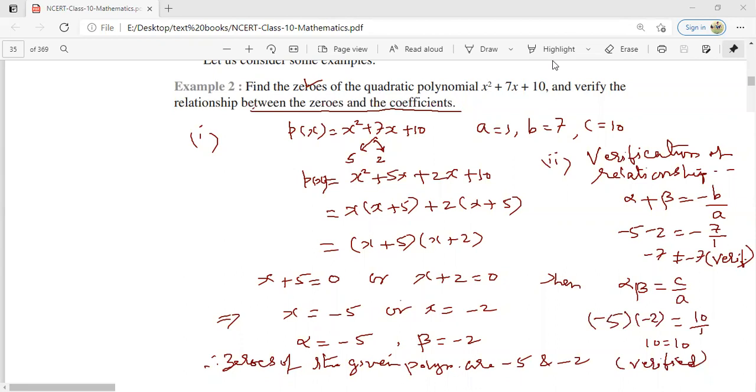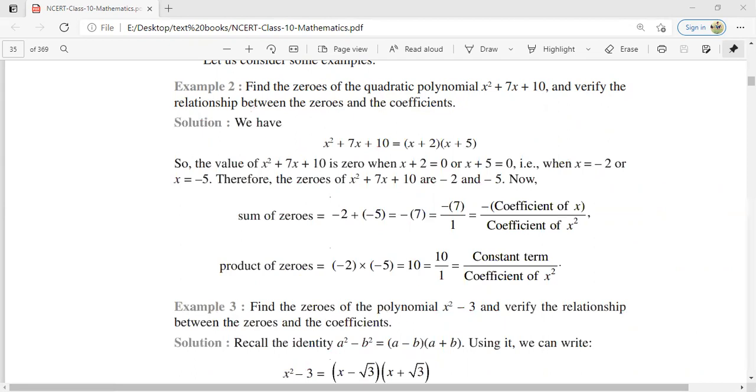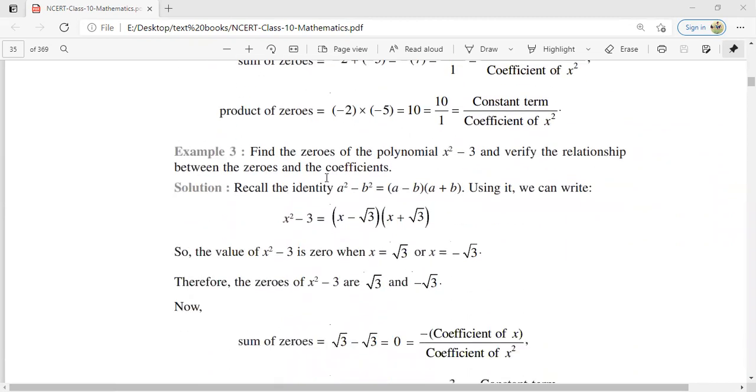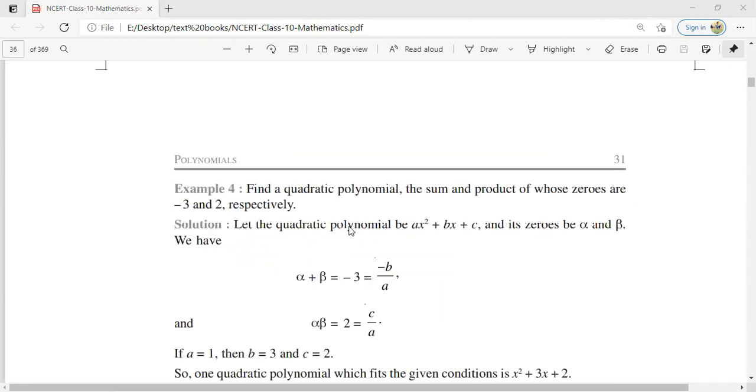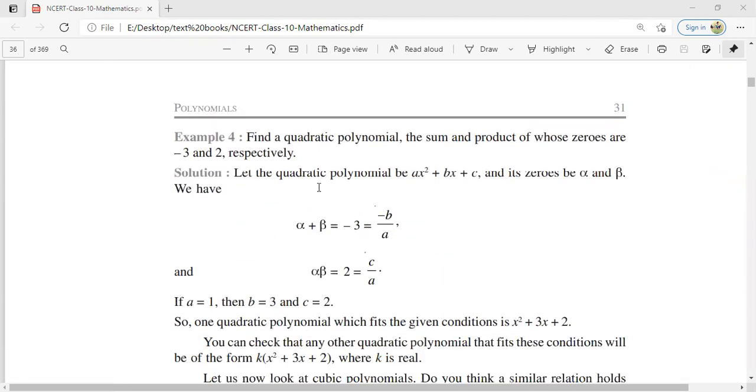Okay, got it? Then now, again, we have another question which is also the same question. Find the zeros of the polynomial, verify the relation. And this is an example, we will do it later on. Find a quadratic polynomial, the sum and product of whose zeros are given.